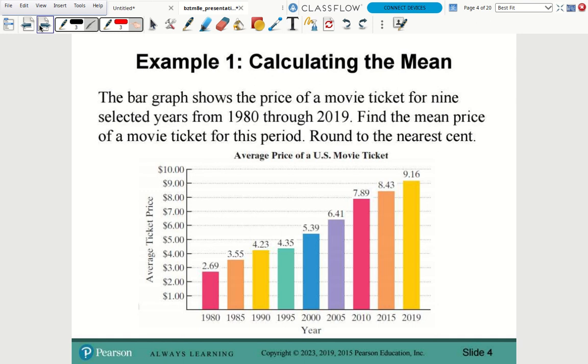Calculating the mean. So the bar graph shows the price of a movie ticket for 9 selective years from 1990 through 2019. Find the mean price of a movie ticket in this period, round to the nearest cent.